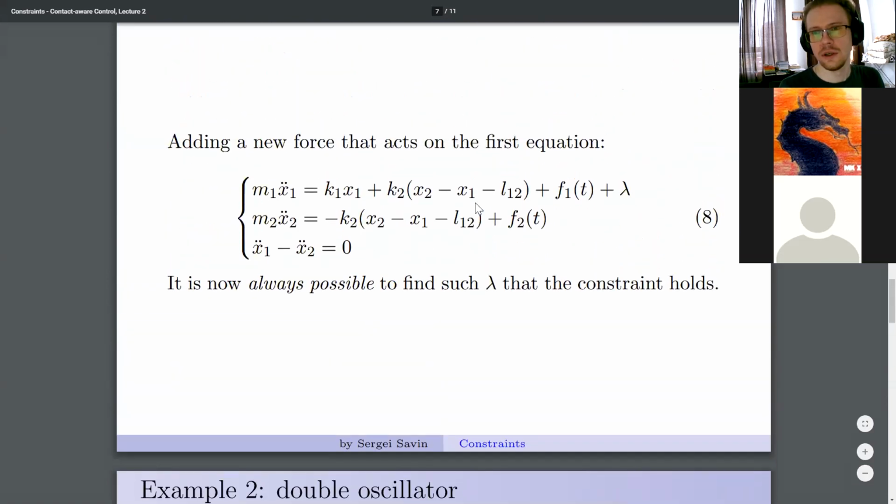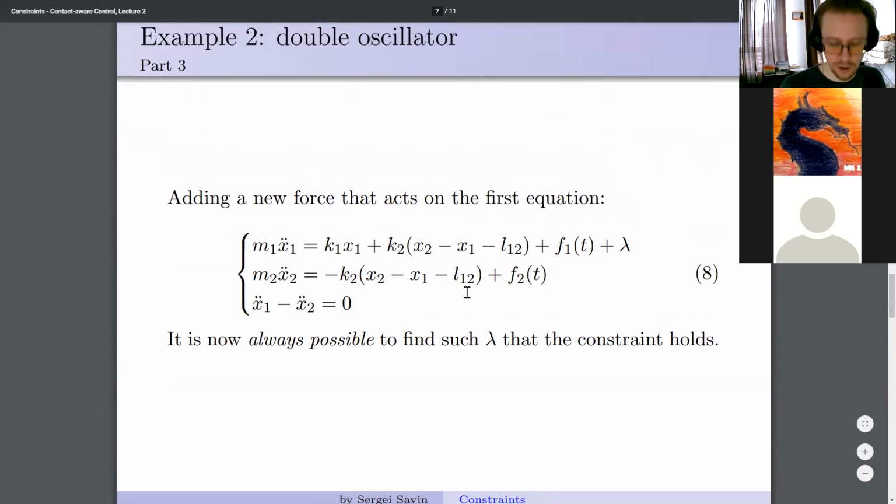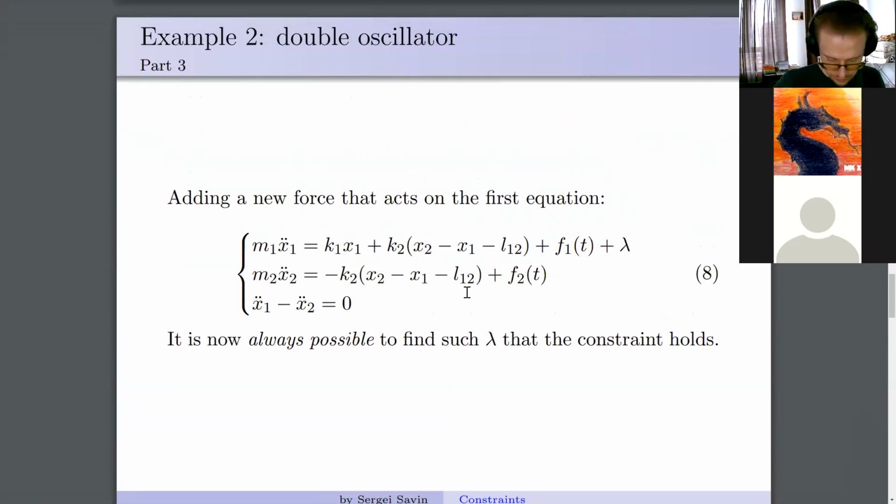Now, let us add a force lambda acting on the first equation. Why do I add it? Well, I just want to make sure that there is always a variable that can ensure that this equation will hold. That is not coming from physics for now. That is just, I want something to make sure that this equation, this constraint holds.